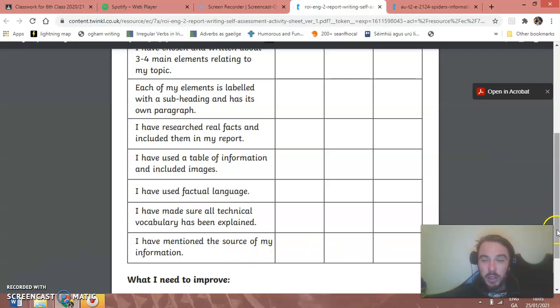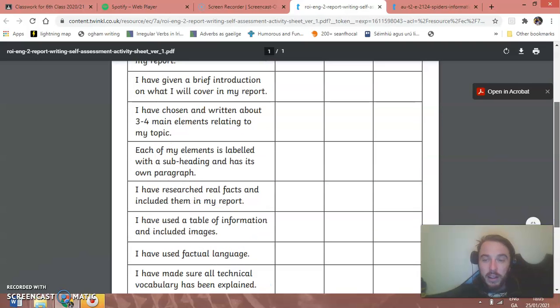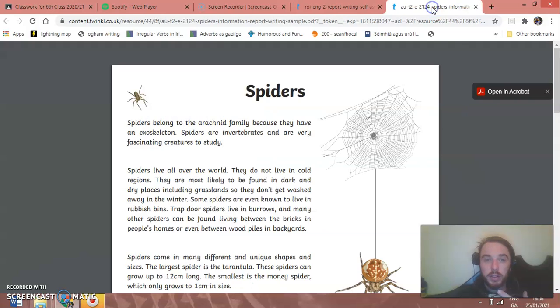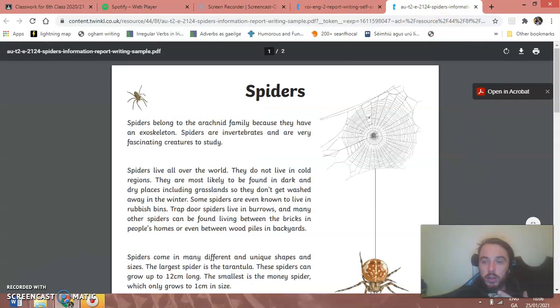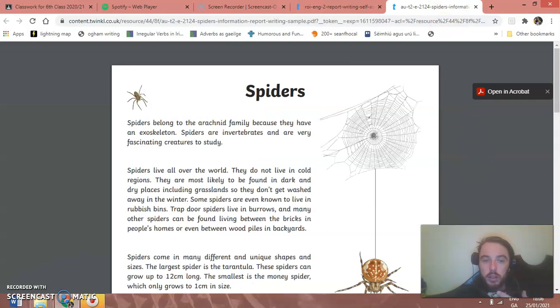Now, some of these points we definitely need to focus on: the title, the labelling, the paragraphs, having 3 to 4 paragraphs, a quick introduction as well, factual language. They're things that we really need to focus on when we're starting to write our own reports. So I have a little report here on spiders. Okay, so I'm just going to zoom in here a little bit.